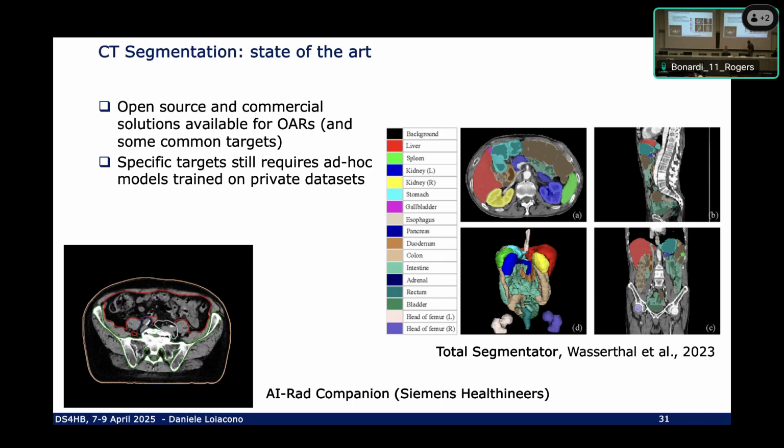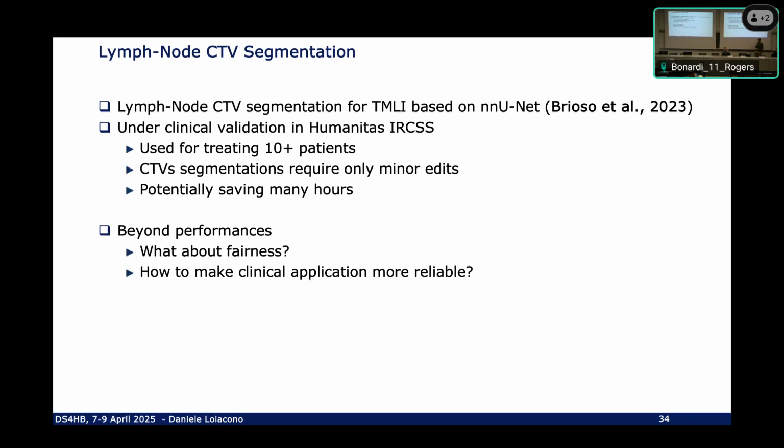So this is what we did in our project, but I don't want to focus this part on the segmentation model we developed. The model is currently under clinical validation, and has been used already in Humanitas Hospital to treat more than 10 patients. We are getting promising results. The predictions of the model are really helping to save hours of work and generally require only minor edits.